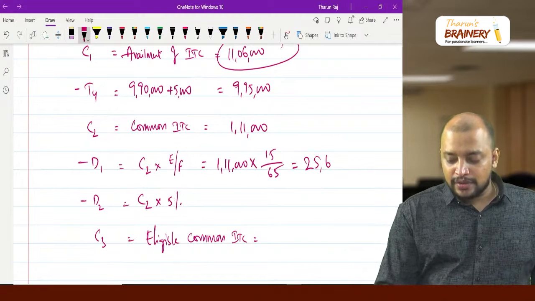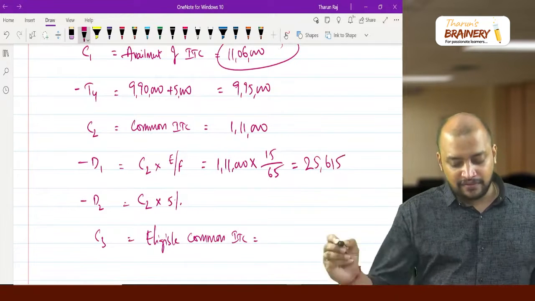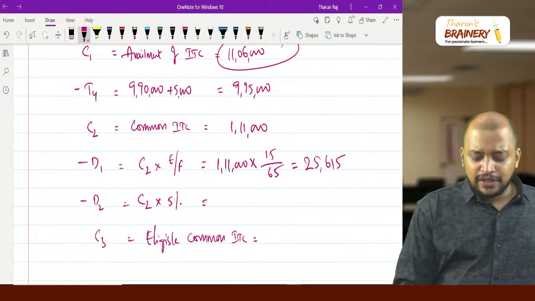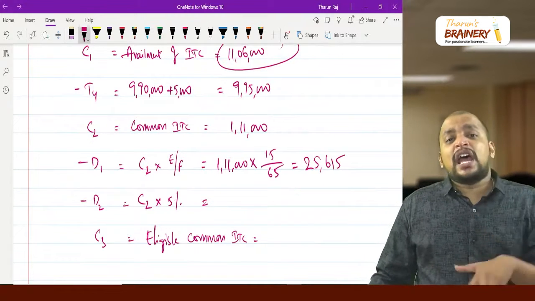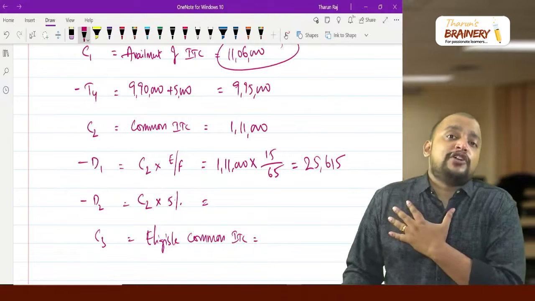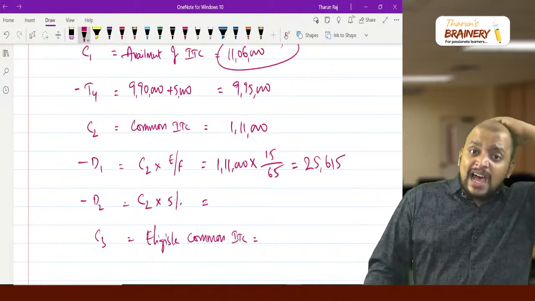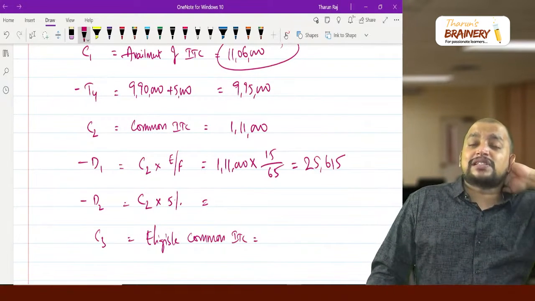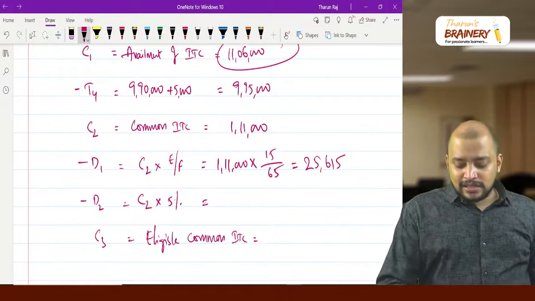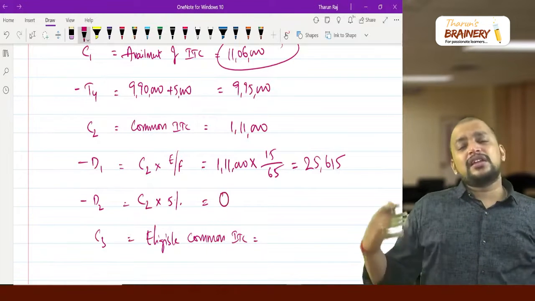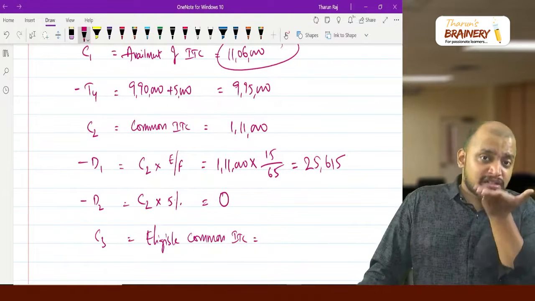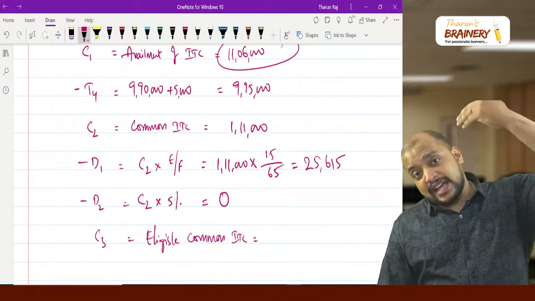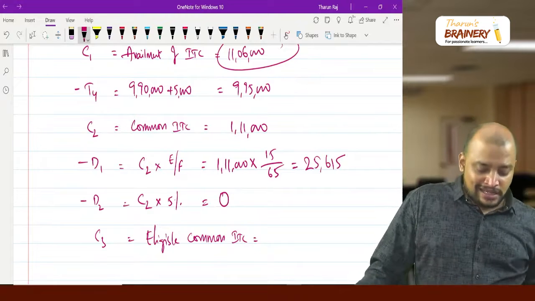25,615.38, so 25,615. Now D2: nothing. Why? Whatever is the common credit, we don't have anything used partly for business, partly non-business that we have segregated at the T1, T2, T3, T4 stage itself. So there won't be anything now. There are no inward supplies used partly for business, partly for non-business. That segregation is already over, so don't do anything now.